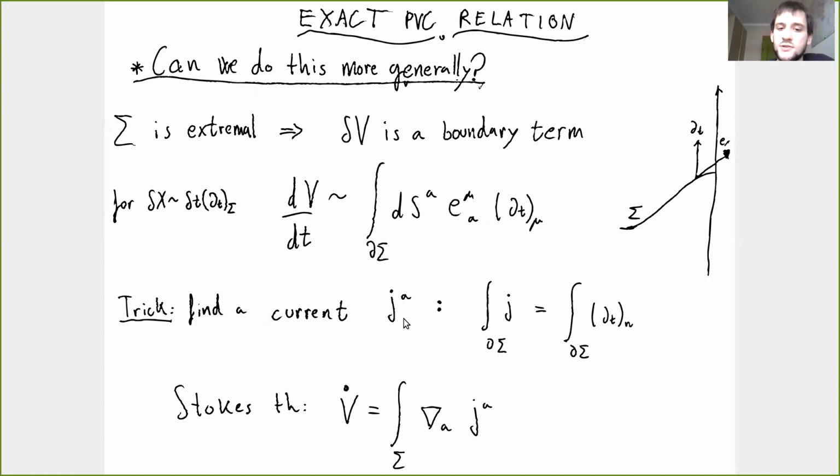the trick that we used is that we can define a current that has exactly the same value at the boundary, but that can have whatever value that we want in the bulk. As long as the value at the boundary is the same, this will be the correct result for V dot, and then we can use Stokes' theorem to write V dot as an integral that is now not on the boundary of the slice, but an integral over the slice, where of course we have to introduce the derivative of the current.